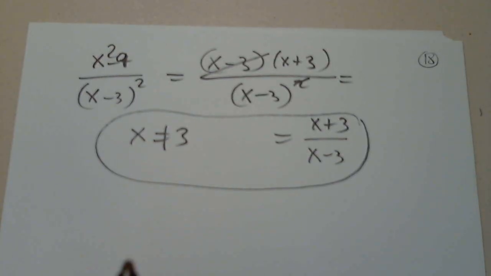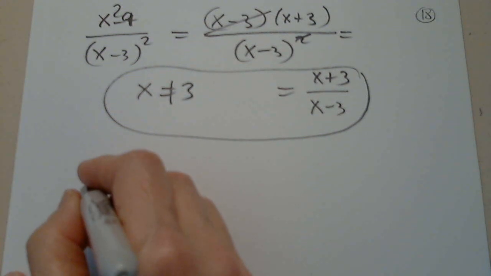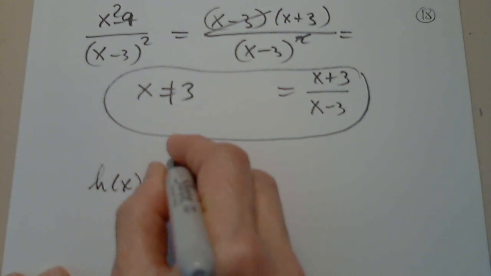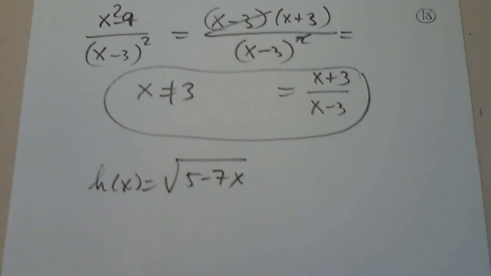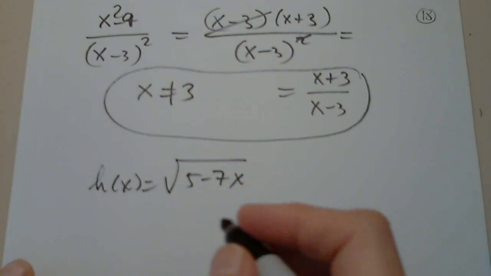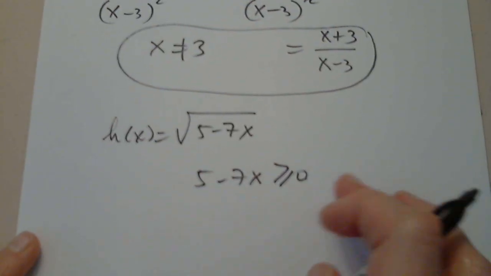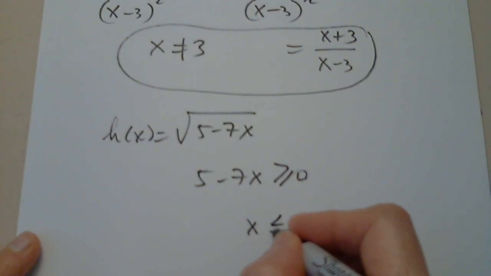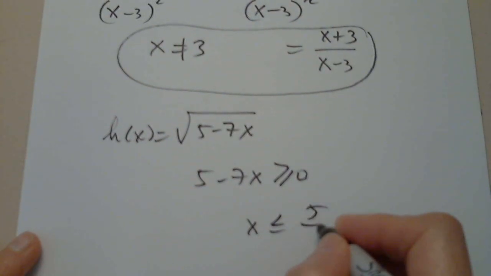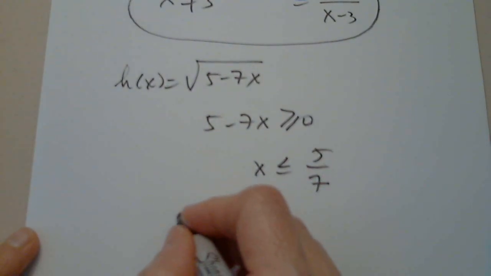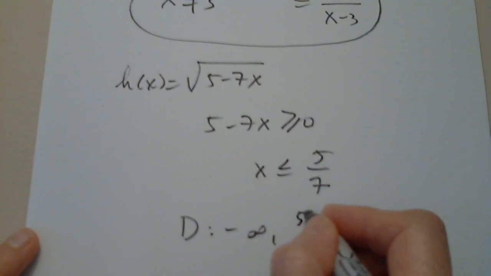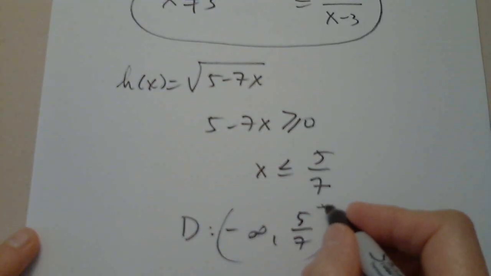And here for part B, remember, h of x is the square root of 5 minus 7x. You must write 5 minus 7x greater than or equal to 0. Move 5, divide by negative 7. So less than or equal to 5 over 7. So the domain is negative infinity to 5/7. Of course, with a bracket.